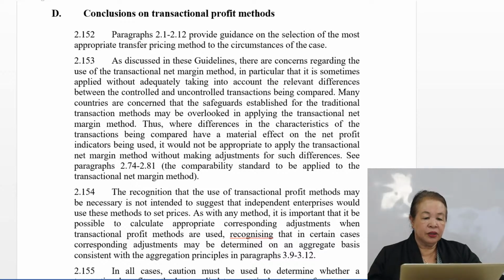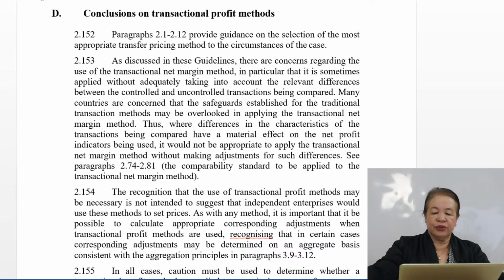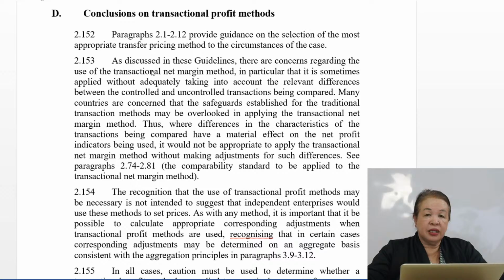No? So paragraphs 2.1 to 2.12 provide guidance on the selection of the most appropriate transfer pricing method to the circumstances of the case. As discussed in these guidelines, there are concerns regarding the use of the transactional net margin method, in particular that it is sometimes applied without adequately taking into account the relevant differences between the controlled and uncontrolled transactions being compared. No? So many countries are concerned that the safeguards established for the traditional transaction methods may be overlooked in applying the transactional net margin method. No?